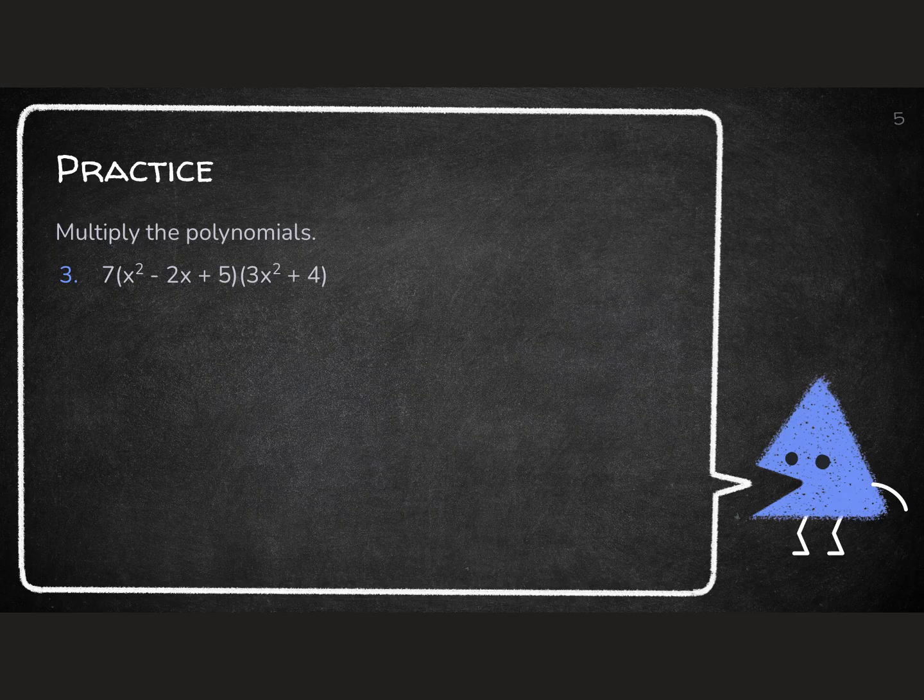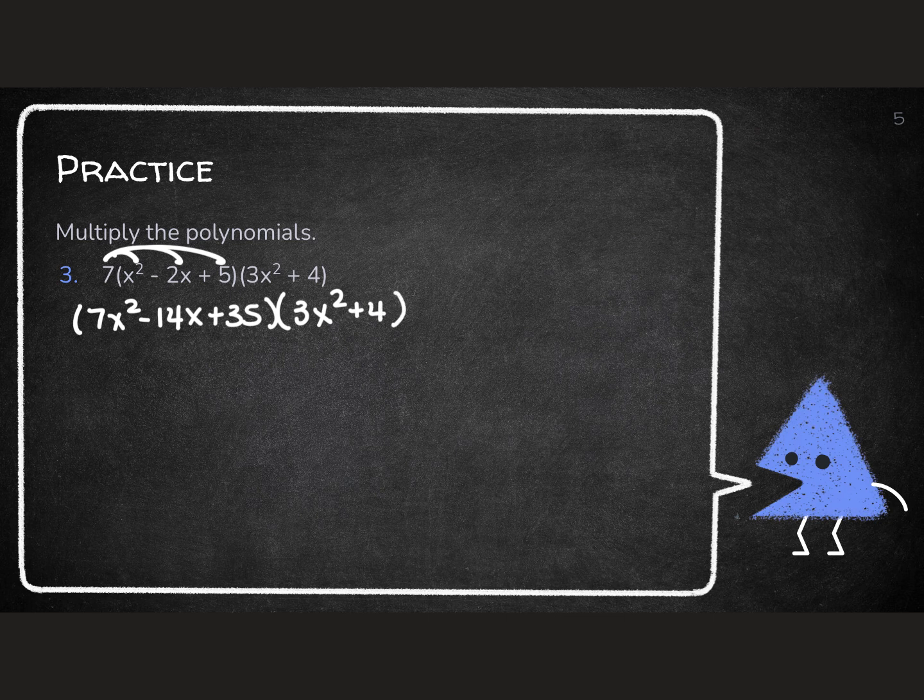Okay, look at number 3 here now. So remember, we have this problem where I have this number on the outside. So I can't have that before I create my box. So what I'm going to do is distribute that into everything in that first set of parentheses. Okay, so that's going to give me 7x squared minus 14x plus 35. The second one's going to stay the same, so 3x squared plus 4.